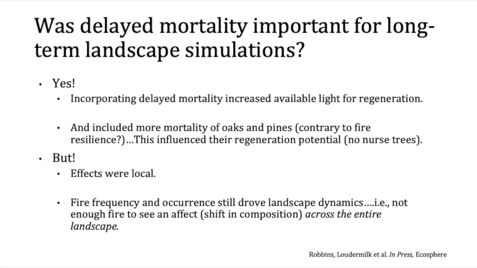But the effects were local. And so when you look at it, you're thinking about the grand scale of things, when you're thinking about 8.5 million hectares, and you're looking at averages through time. So this is simulated over the next 80 years. It really, the effects were very local. Okay, and so it really turns out that fire frequency and occurrence was still the major driver of the dynamics across the entire landscape.